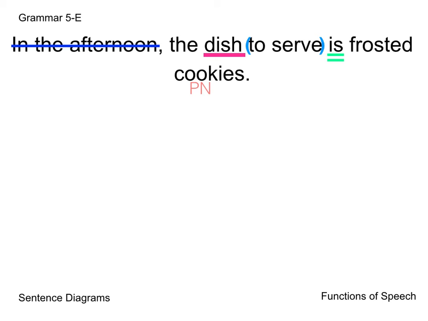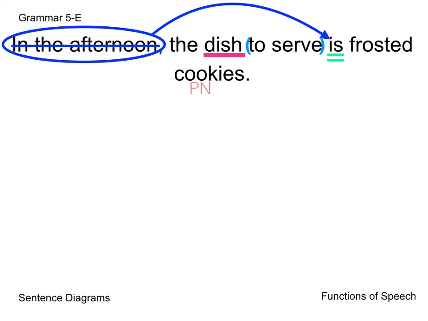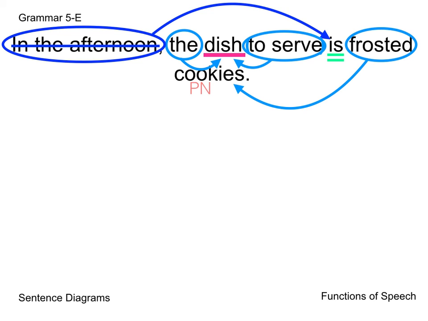It's obviously a PN. Now we can go through and identify our modifiers. So we have "in the afternoon." That's telling us when the state of being is occurring. Therefore, it is an adverbial phrase. So I can circle it and draw an arrow to the verb. "The" is modifying dish. "To serve" is also modifying dish. So I'm circling both of those and drawing an arrow to the subject. And then we have frosted. Frosted is telling us the type of cookies that are the dish to serve. So I'm drawing an arrow and I've circled that as well.